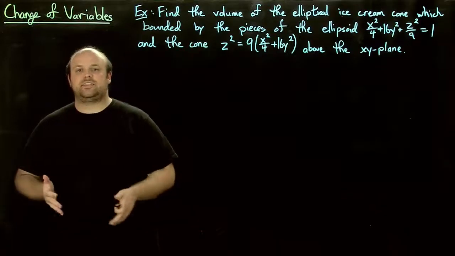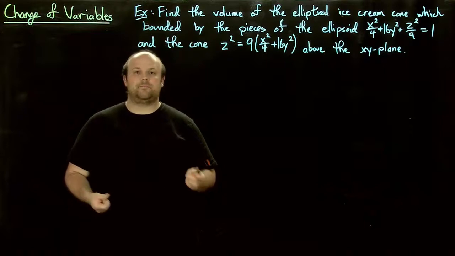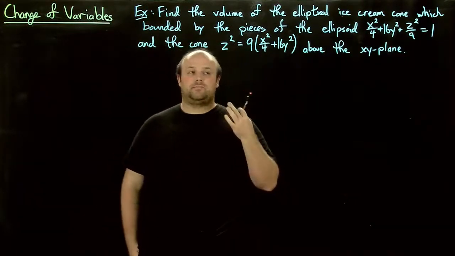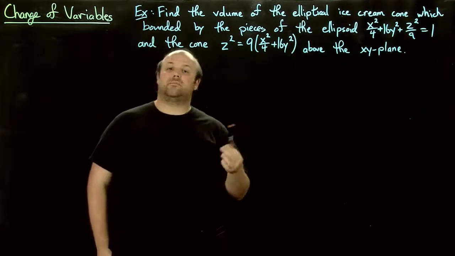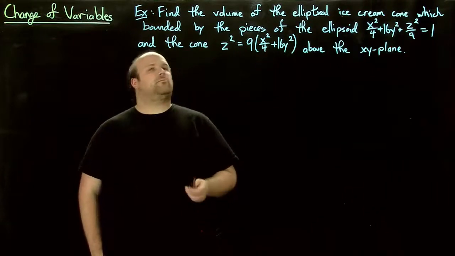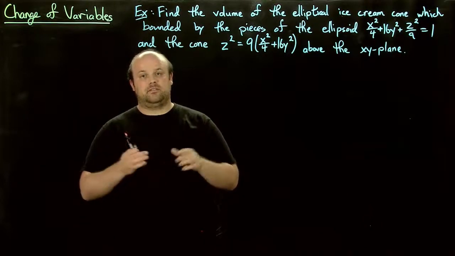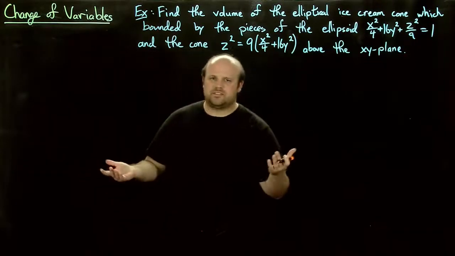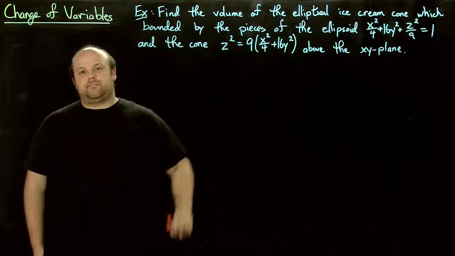So let's end this section by doing an example of a change of variables in three variables, right? When you talked about spherical coordinates, you probably did an example of finding the volume of an ice cream cone or something of that sort. Well, here we're going to do a variant on that. The ice cream cone is now elliptical, so it's wider in one direction than another. So you get more ice cream. Of course, that's better, right? Anyway, so how do we do this?